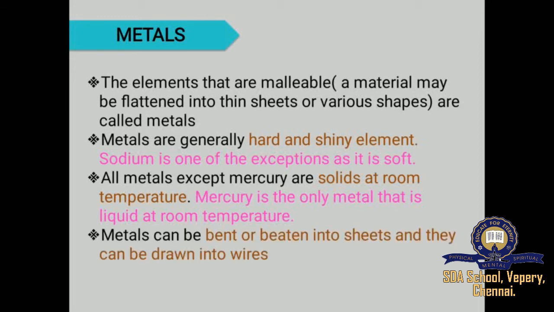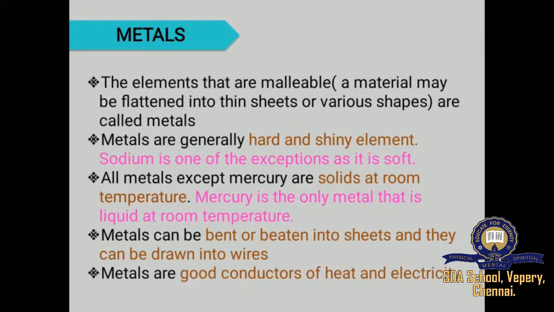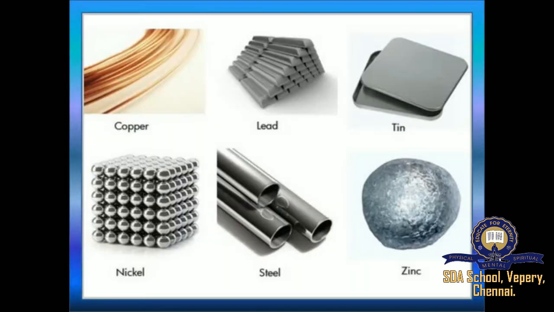Metals can be bent or beaten into sheets, and they can be drawn into wires. As I said, metals are malleable. They can be flattened into thin sheets or various shapes. Metals are good conductors of heat and electricity. Here are a few examples of metals: copper, lead, tin, nickel, steel, zinc. They are all metals.